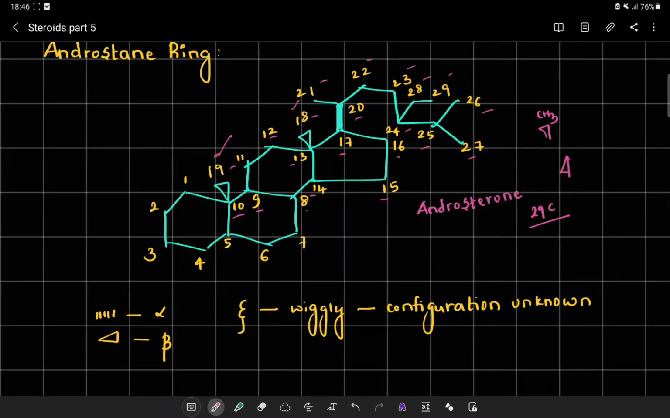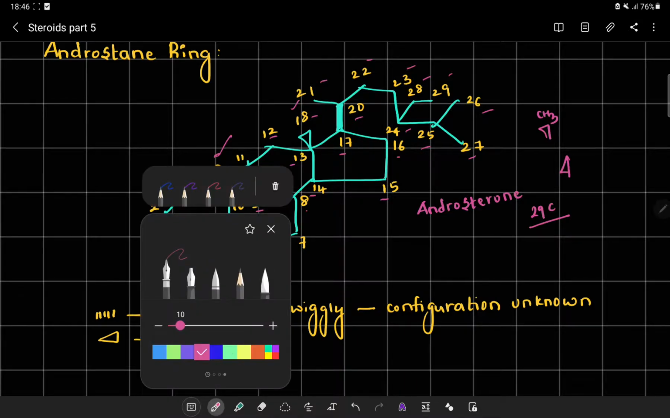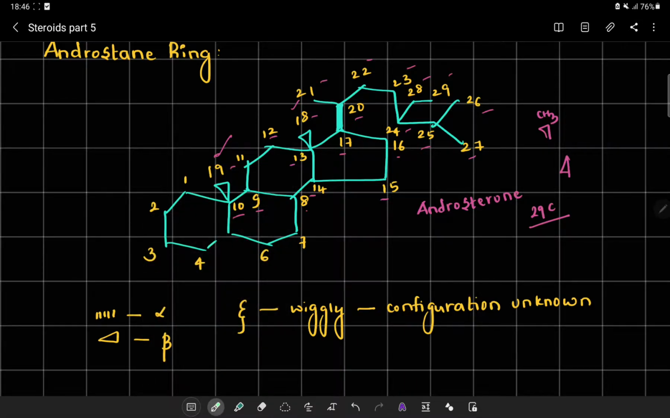For example, if I observe position number 5, and here the proton is also lying above the plane at position number 5, then it can be said that it is a normal type of steroidal system consisting of a 5-beta group. Had this proton been lying below the plane on a hashed line, we can say that it is a 5-alpha system.